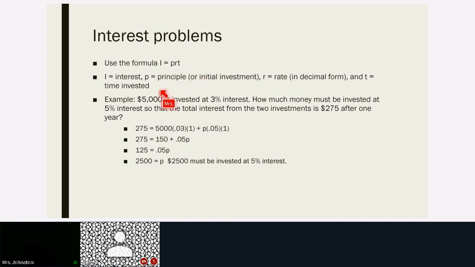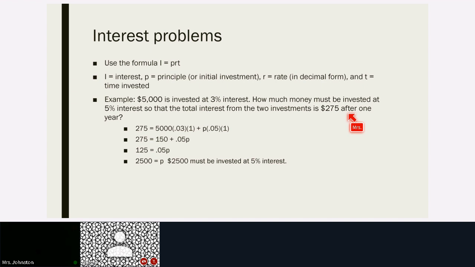So here's a problem where you would use this formula. $5,000 is invested at 3% interest. How much money must be invested at 5% interest so that the total interest from the 2 investments is $275 after 1 year? Okay, so we're looking for some key things. We're looking for the interest, which is what we're looking for, so we don't have that. Well, actually, we do have that. We're looking for a goal of $275 in interest.